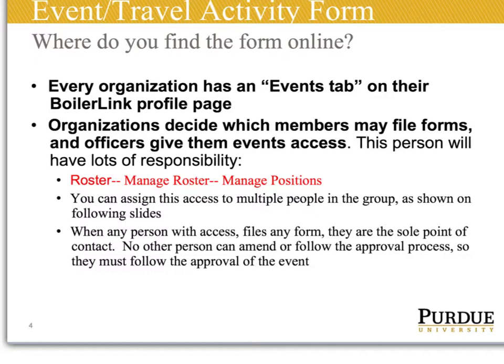Events access means that this person will take on the responsibility of completing an event form and then following that form through until it is approved. You can assign this type of access to multiple people in the organization, and we will show you those steps in the following slides. The member that creates the form will be the person that has access to that form during the review process. No other officer or member can amend or follow the approval of an event that was created by someone else.